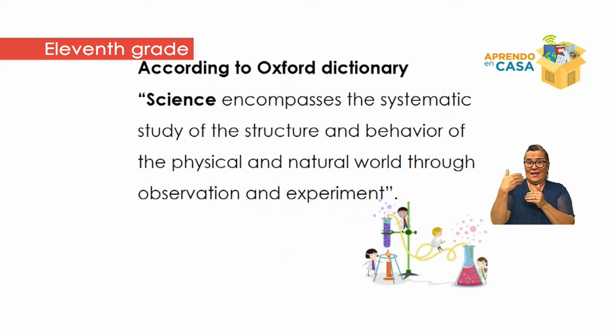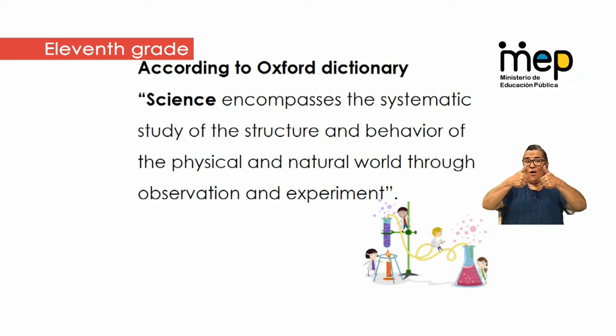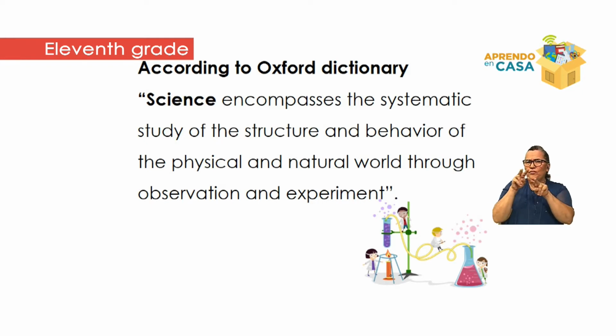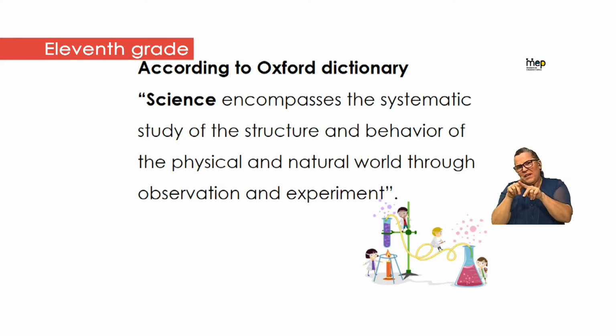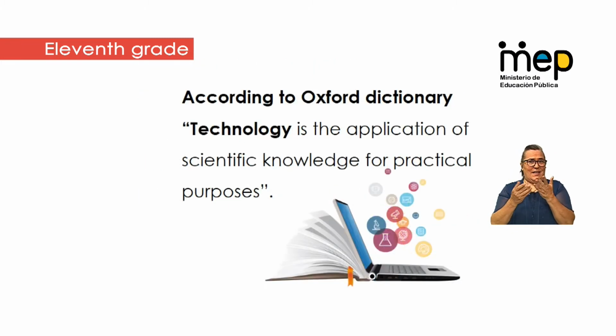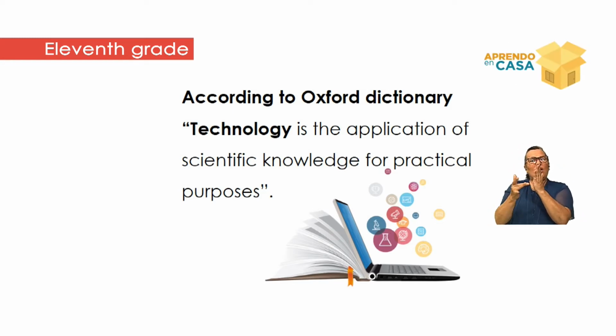Next, please. According to the Oxford Dictionary, science encompasses the systematic study of the structure and behavior of the physical and natural world through observations and experiments. Do you like experimenting, guys? Going out and observing nature and animals, right? Okay, and let's see the definition of technology. According to the Oxford Dictionary, again, technology is the application of scientific knowledge for practical purposes.